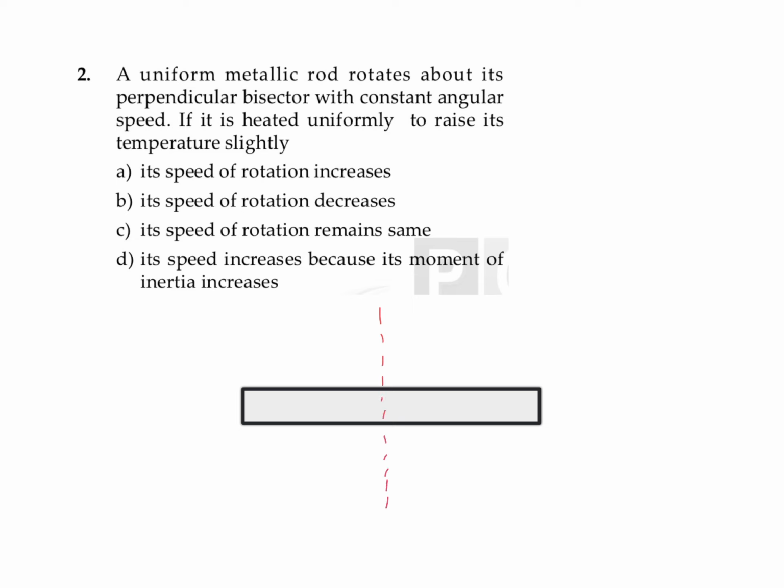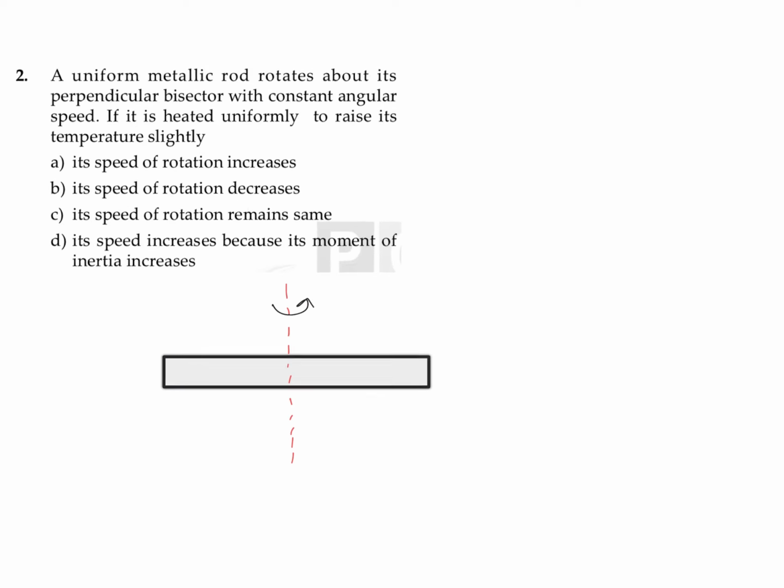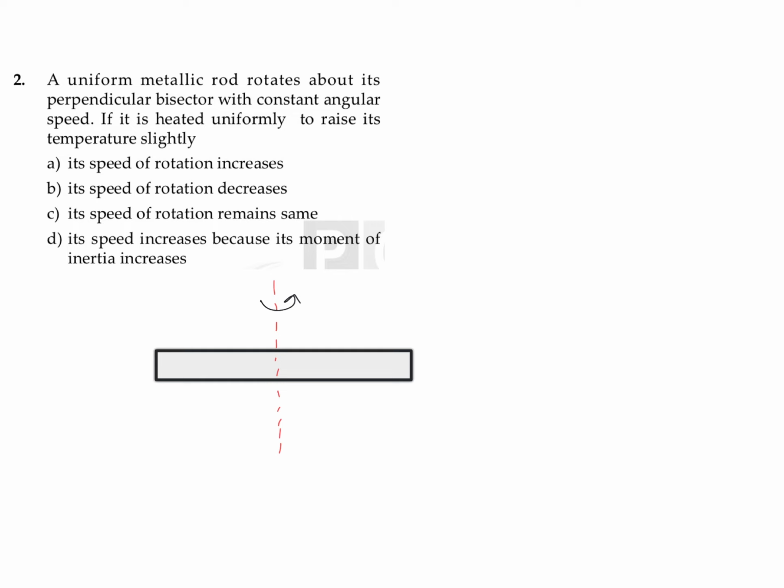So we are considering an object in rotational motion, and here we'll use the concept that if external forces are not acting on the system, then the angular momentum of the system will remain constant. That is, I into omega will be equal to a constant. Now if you increase the temperature, the value of I is going to change.